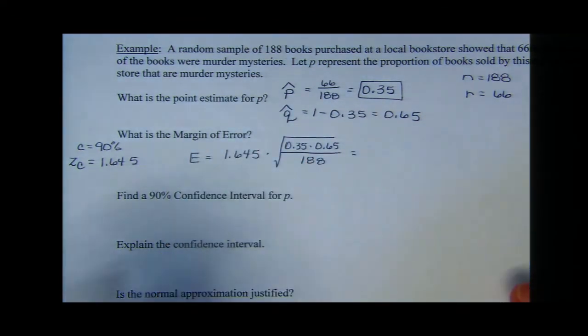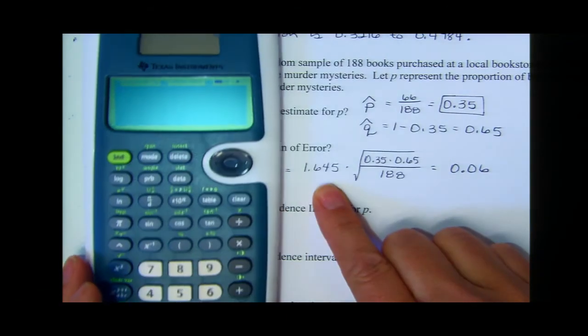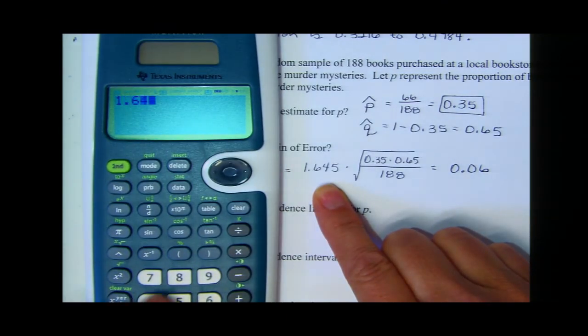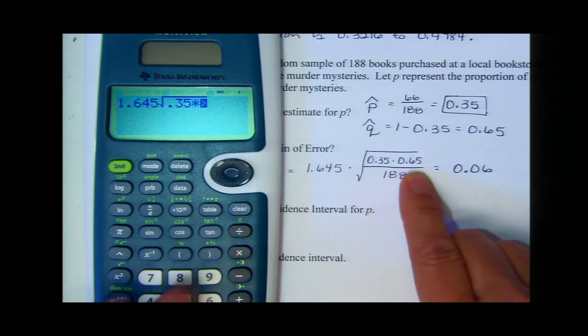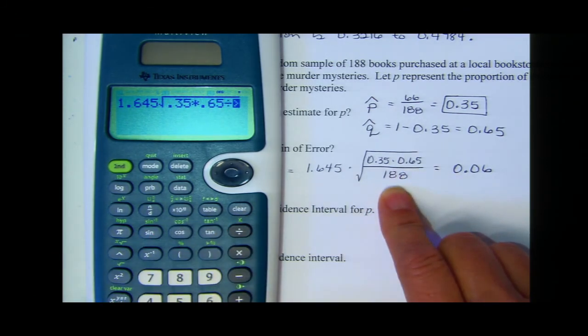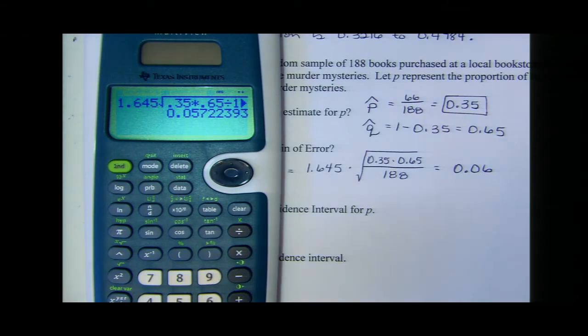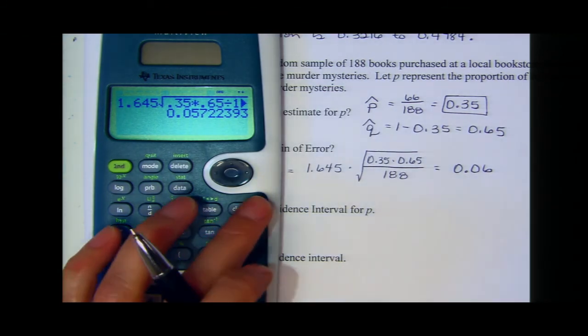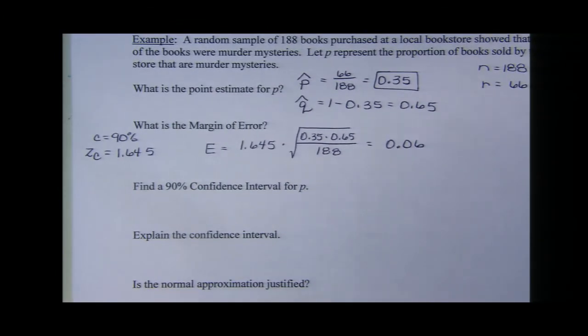When you put that into your calculator, you get approximately 0.06. We'll do that real quick. 1.645 times the square root of 0.35 times 0.65 divided by 188. Come out from under the radical. So 0.0572. So on WebAssign, you might want to go out to 0.0572 and so forth. I'm okay with 2 decimal places. Sometimes WebAssign's a little bit pickier.